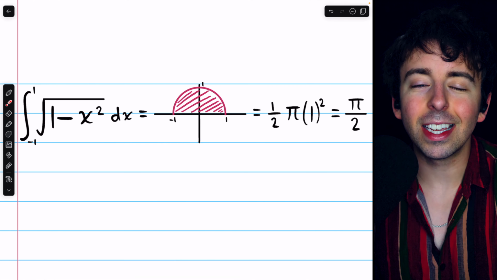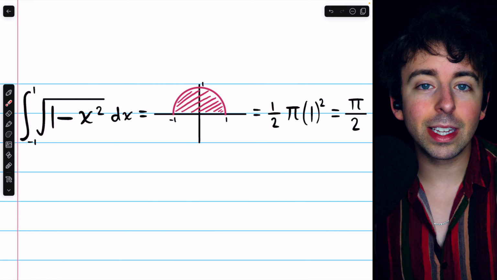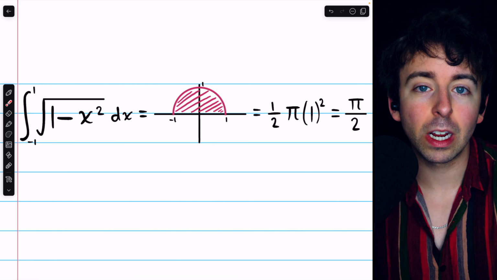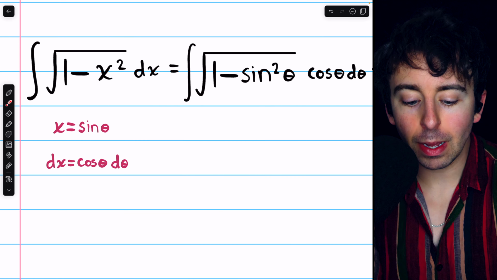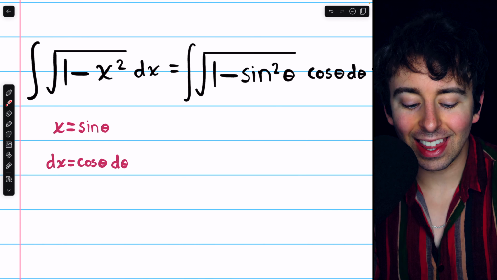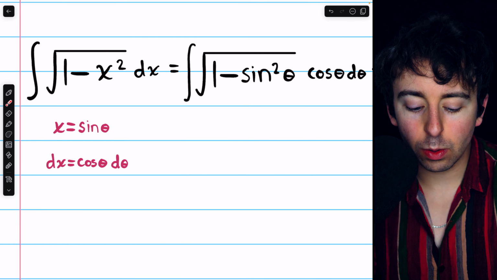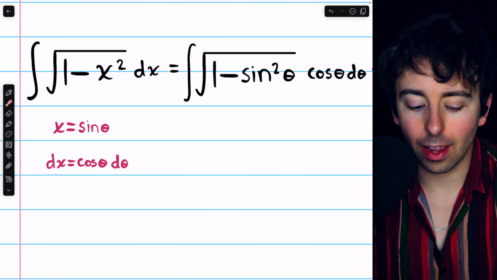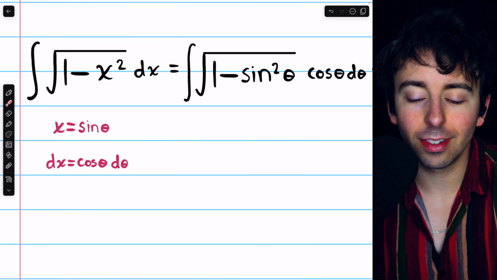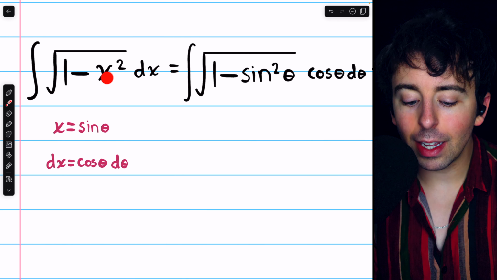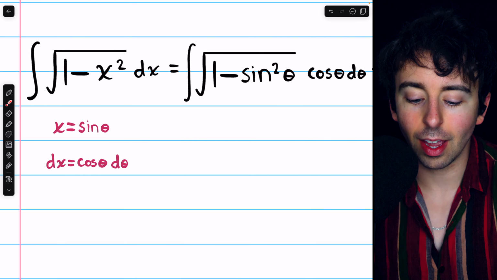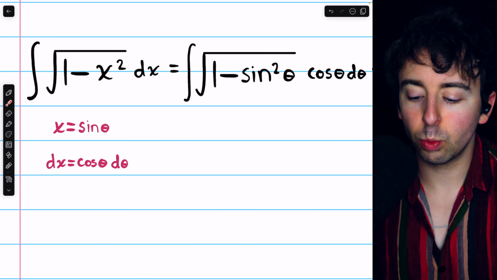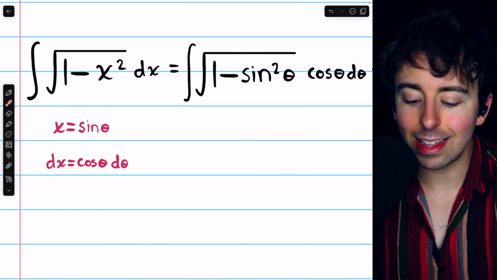But let's return to the indefinite case and see how we can solve this problem using a trigonometric substitution. We can actually clean this integral up nicely by letting x equal sine theta, and then dx would equal cosine theta d theta, taking the derivative on both sides. Then we can replace x squared with sine squared theta, since x equals sine theta. Dx, of course, we replace with cosine theta d theta.